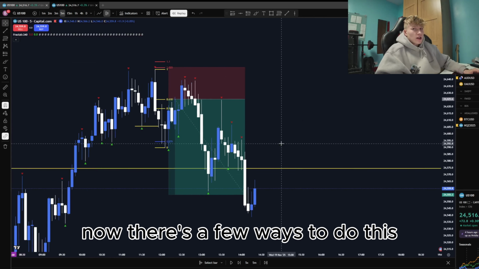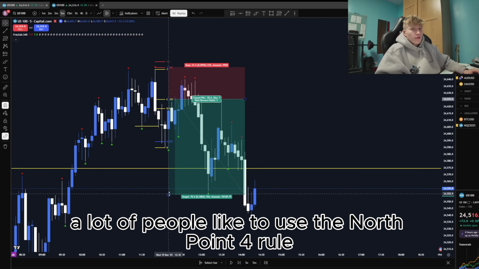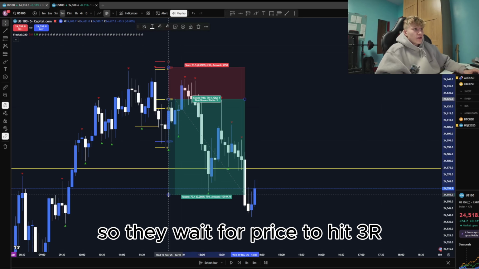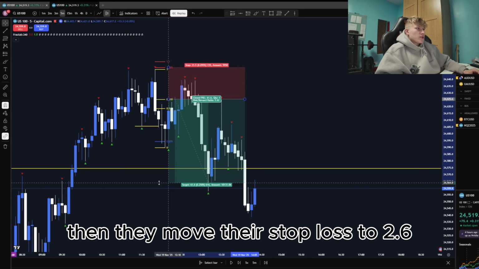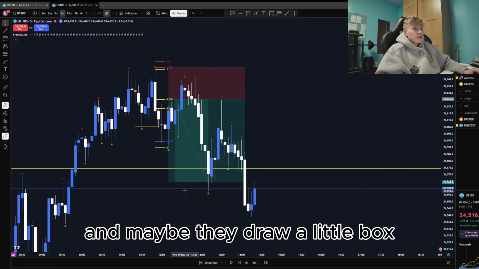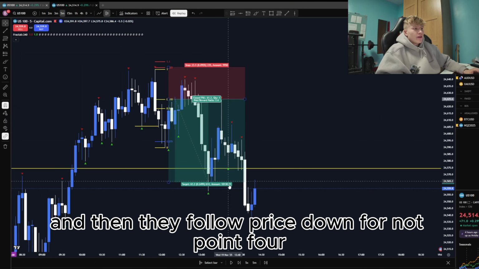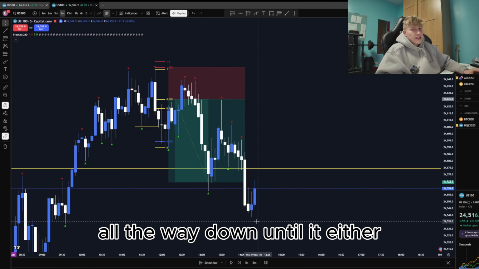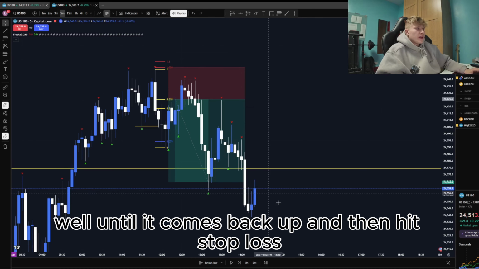Now there's a few ways to do this. A lot of people like to use the 0.4 rule. So they wait for price to hit 3R, then they move their stop loss to 2.6, so 0.4 away from the actual TP, and maybe they draw a little box and then they follow price down for 0.4 all the way down until it comes back up and then hits stop loss.